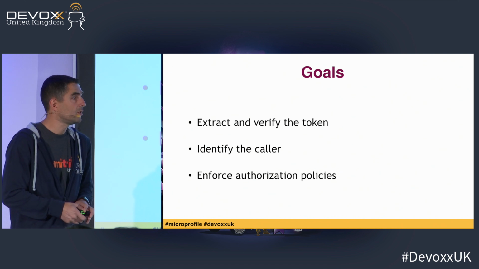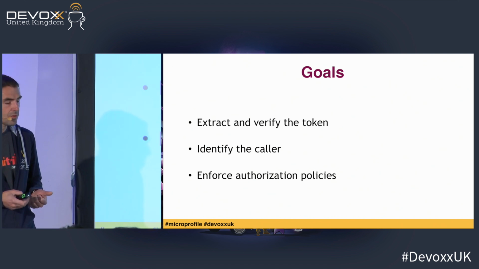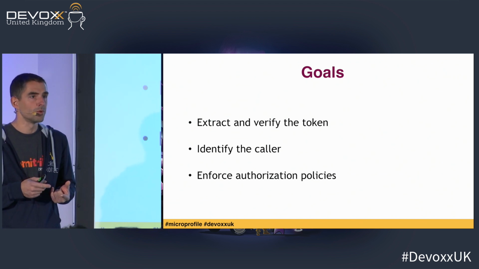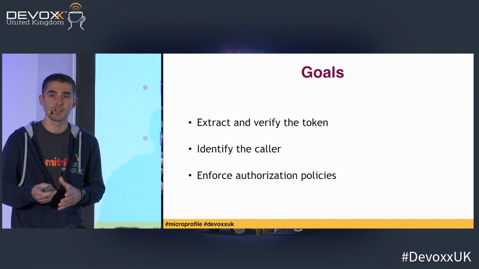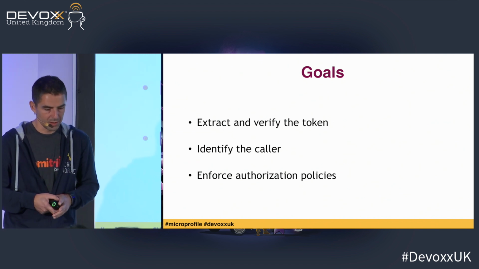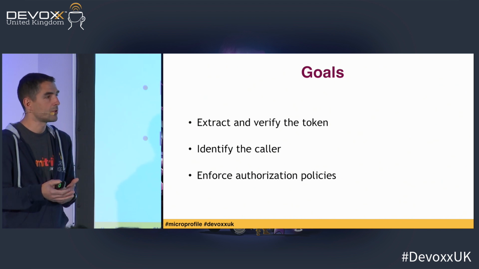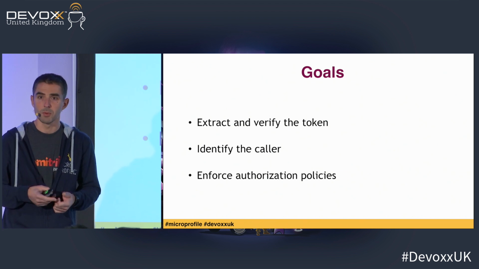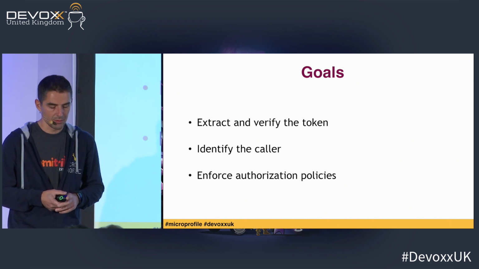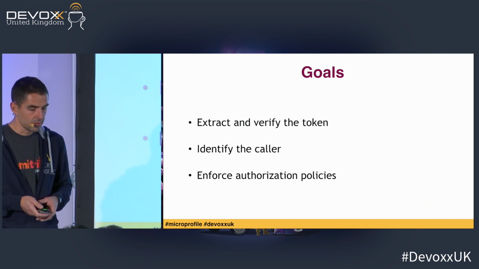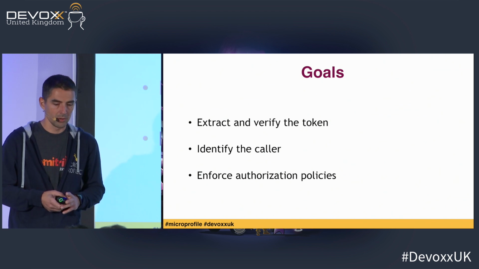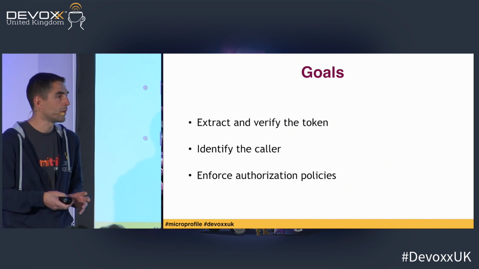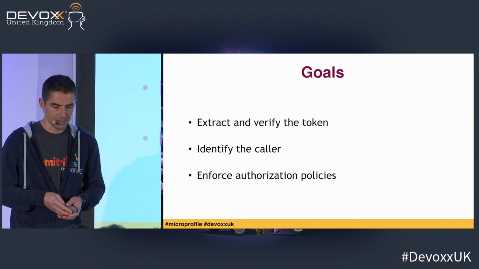So the goal of JWT propagation is first to extract and verify your token, make sure that the token is well formed, is available, and also check the signature of the token. We'll get back to this a bit later. Then we're going to be reading the content of the JWT and extracting the identity of the caller. Remember that one of the challenges is to identify who the caller is. And then, in order to enforce the authorizations, we're going to be extracting from the token all the roles and the permissions of the user, so we can then apply role-based access control to our system.